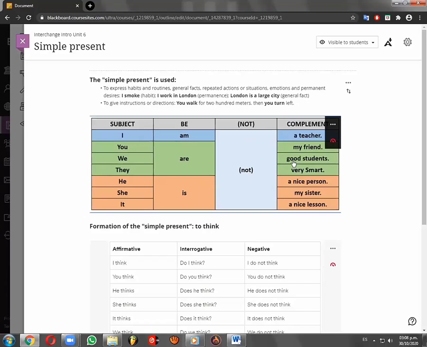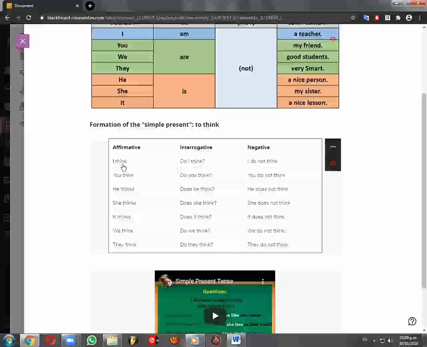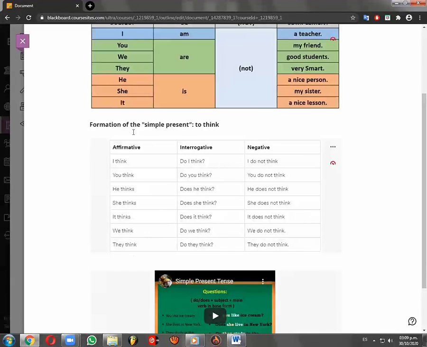We are good students or we are not good students. Also, they are very smart or they are not very smart. And the next one, he is a nice person or he is not a nice person. And etc., etc. So the formation of the simple present, for example, to think, right?